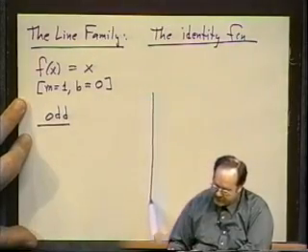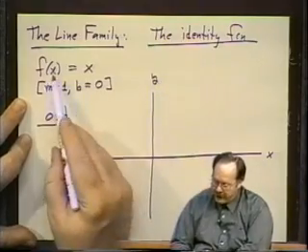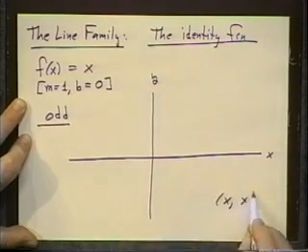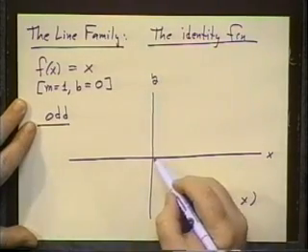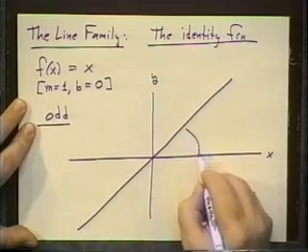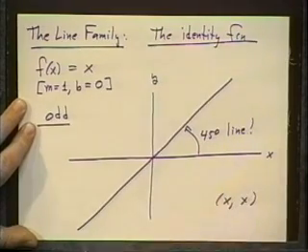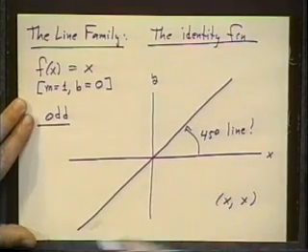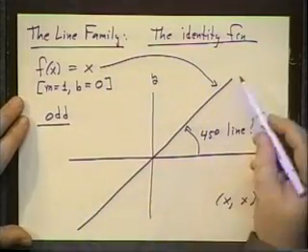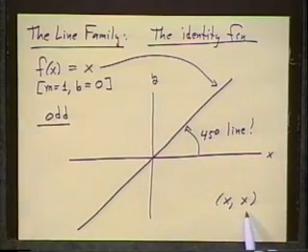What does the picture of this look like? This is one of those you need to memorize. This is f of x equals x, so all points on this line will look like x, x. Well, that is exactly what is sometimes called the 45-degree line. So f of x equals x is this line, and that's one of the most familiar lines we'll be looking at. It's the identity function. All points on it have the form x, x.